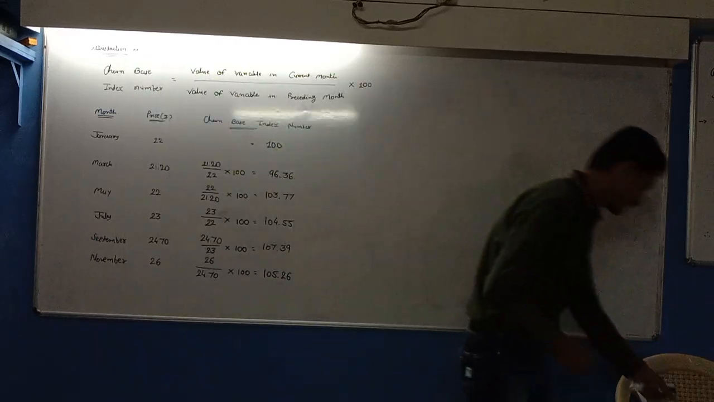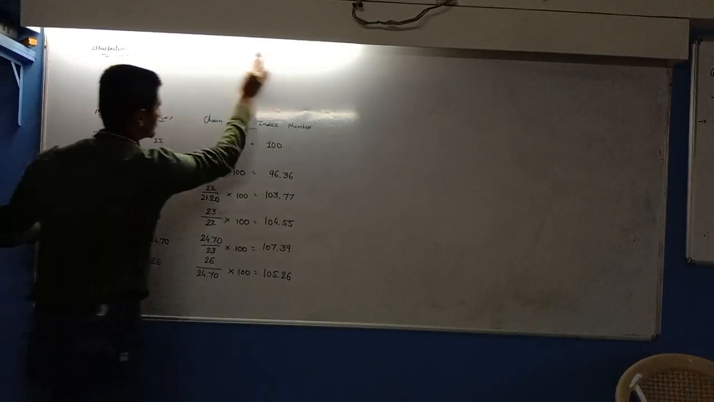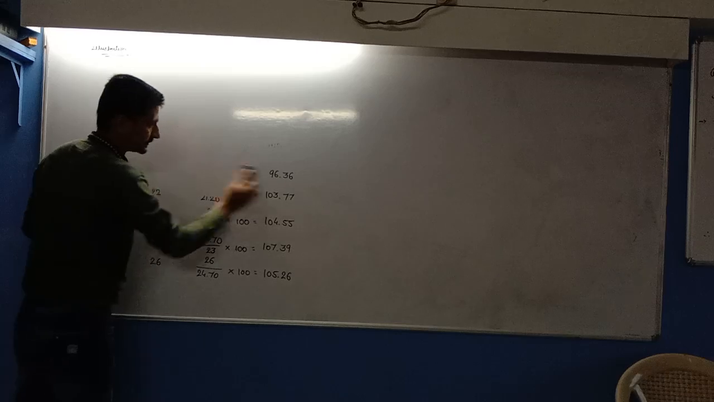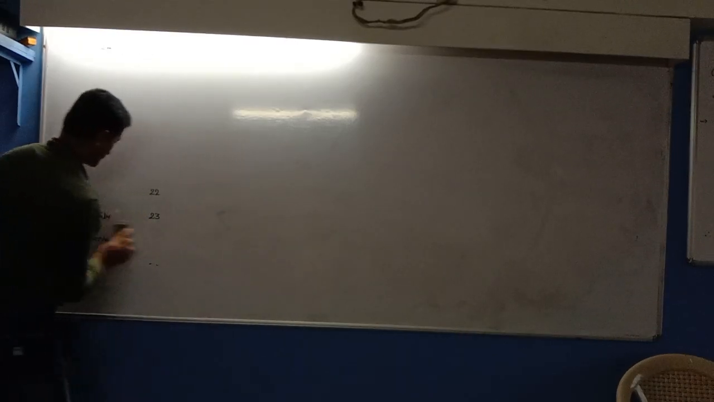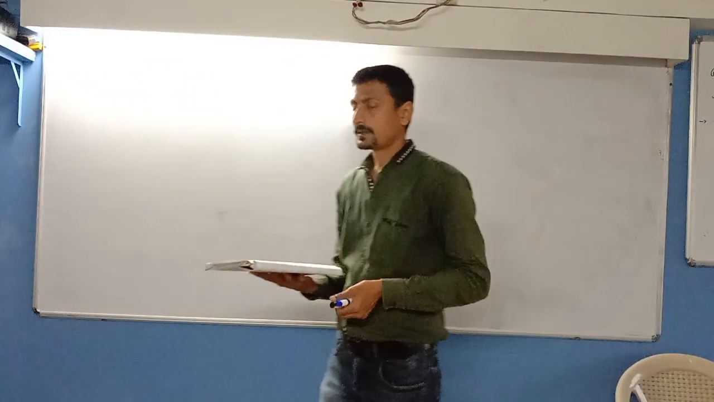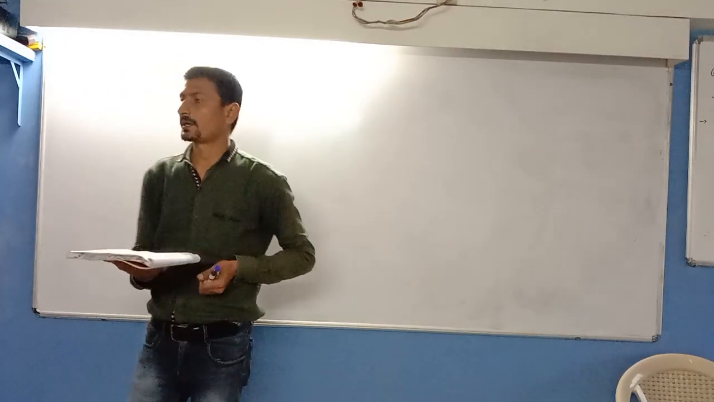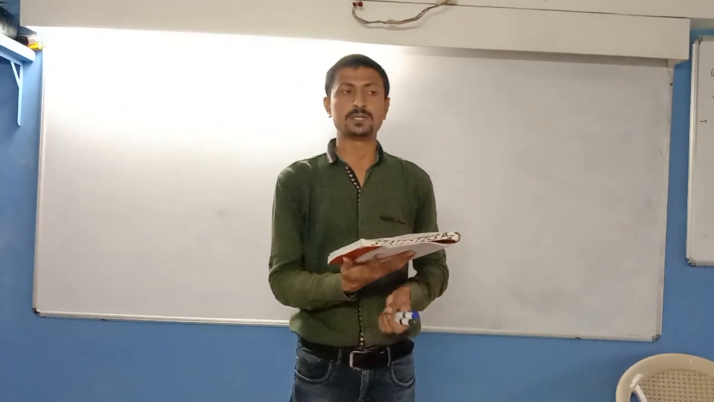Next, illustration number 5. The data about the purchase of groundnut by an edible oil mill from the year 2008 to 2015 are given. Prepare the index number by fixed base method with the year 2008 as the base year.